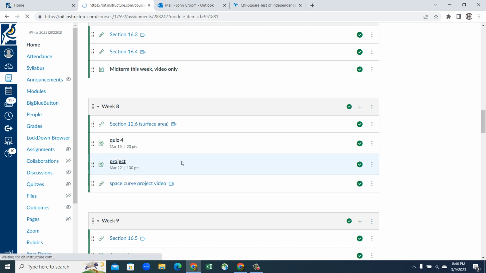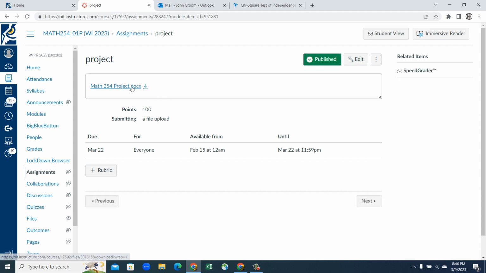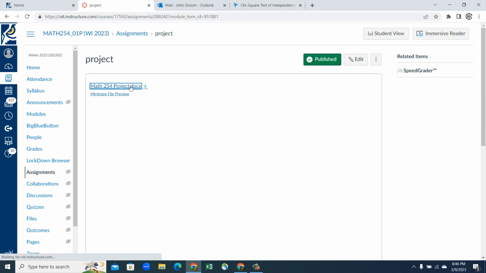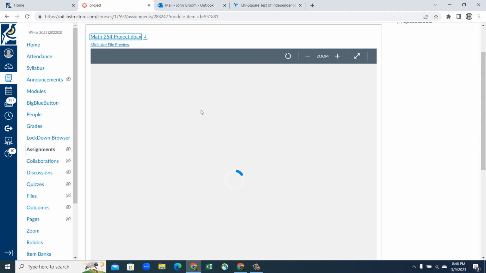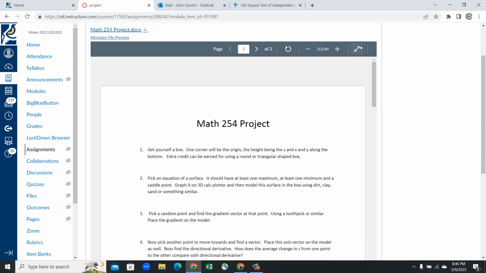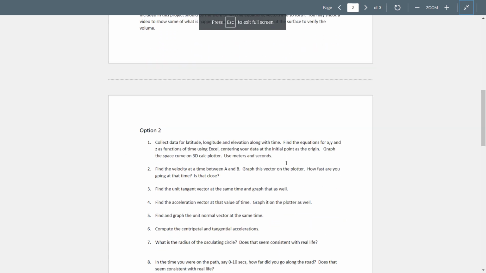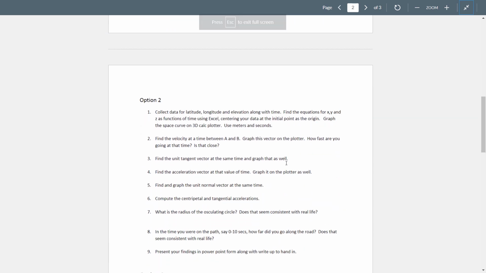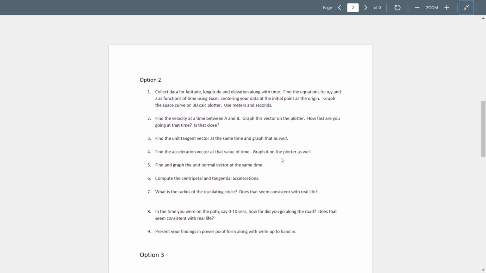Okay, and that tells you how to use Excel to take your latitude and longitude to then basically be able to create your space curves, where x is a function of t, y is a function of t, and z is a function of t. Okay, then you're going to find the velocity at a time between a and b.